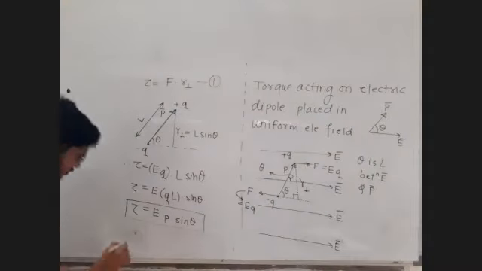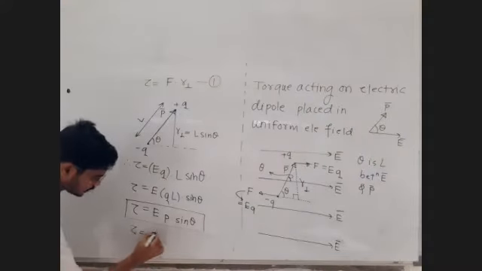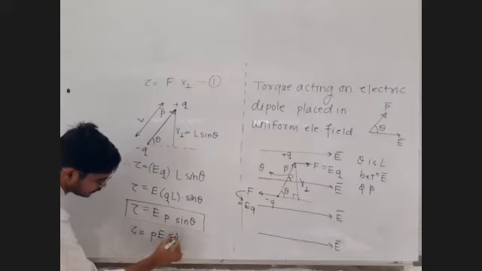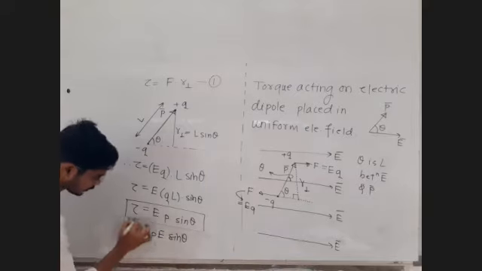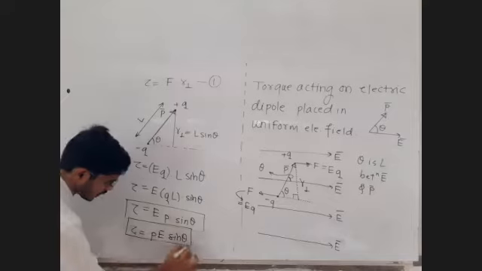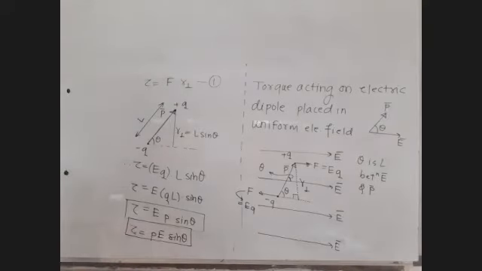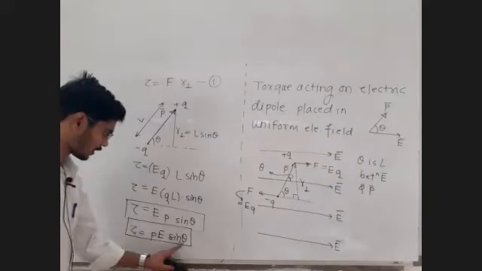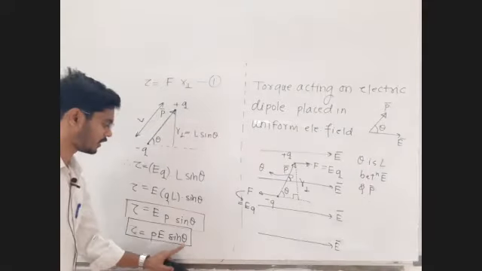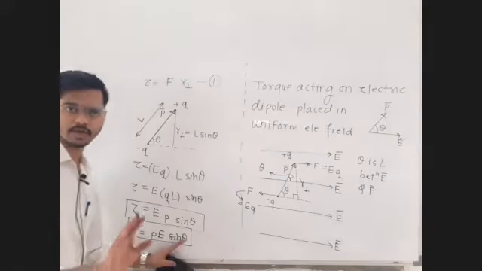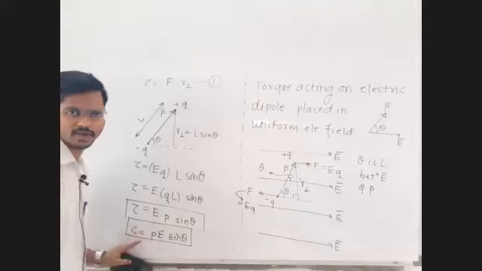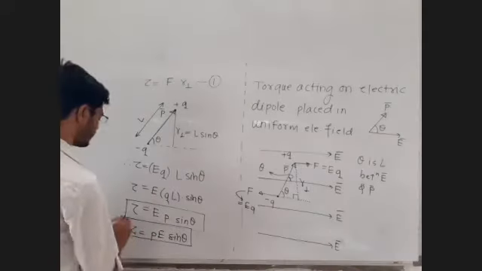So let me rearrange this equation like this: P E sin theta. This is the value of torque which will be acting on the dipole when the angle between the dipole moment and the electric field is theta. You will be given the value of theta, you will be asked the value of torque. That's it, P E sin theta.